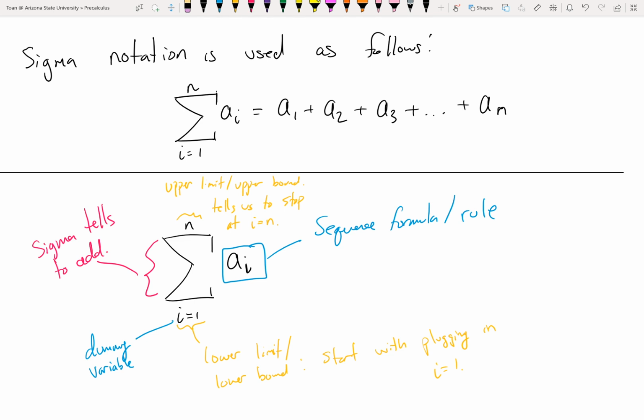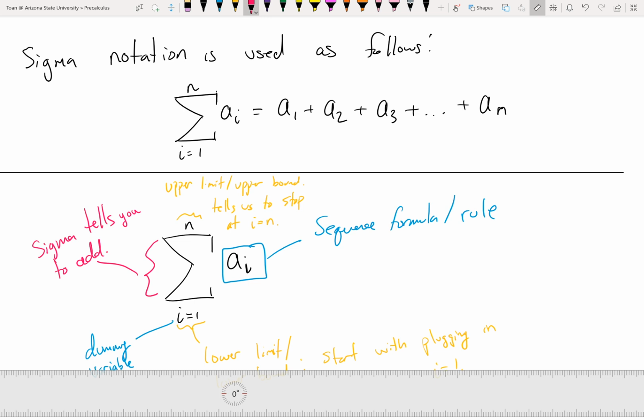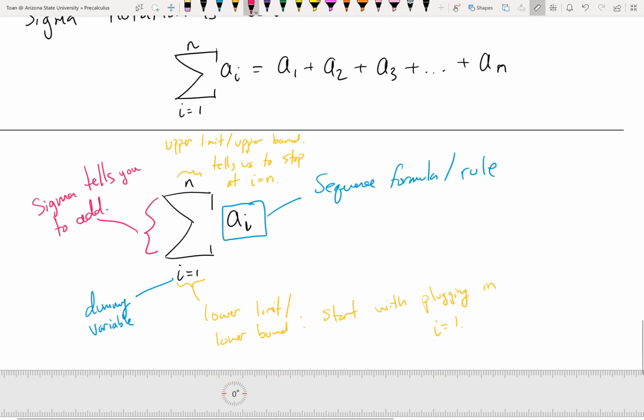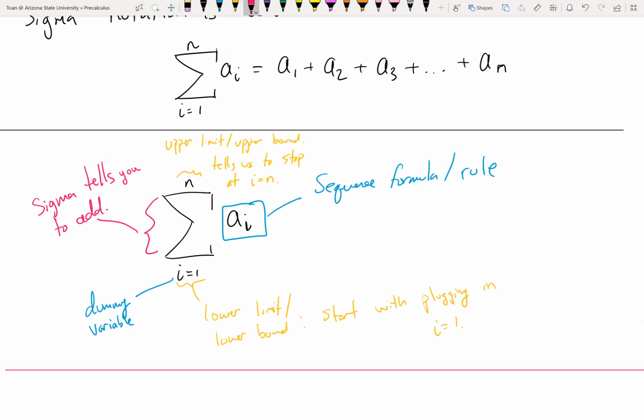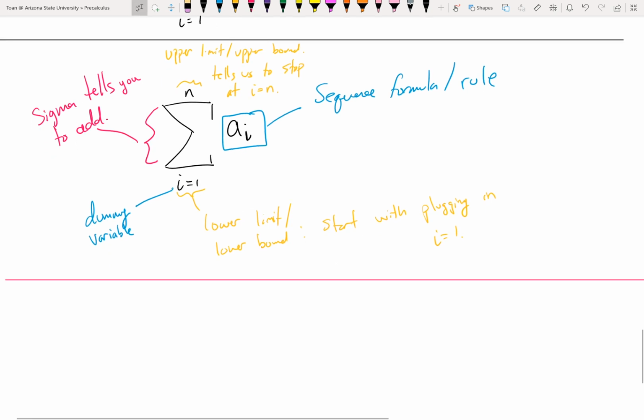Sigma tells you to constantly add. So that's sort of the breakdown of sigma notation. It looks very fancy, complicated math symbols, but I promise you, once you're able to read it, it's pretty straightforward. Again, it's just following instructions. So let's just do a quick example here, just so you understand how to read these things. Easy instructions.